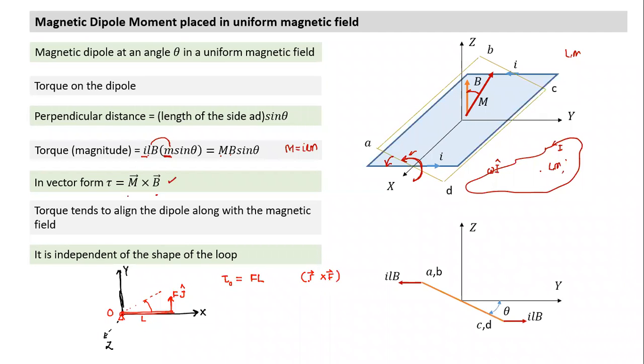So I can find direction based on the r direction. What is the r direction? r is along i cap and F is along j cap. So which direction is the torque? k cap. The direction of torque is perpendicular to this plane, but the direction is along k cap. Why do we say it is k cap?